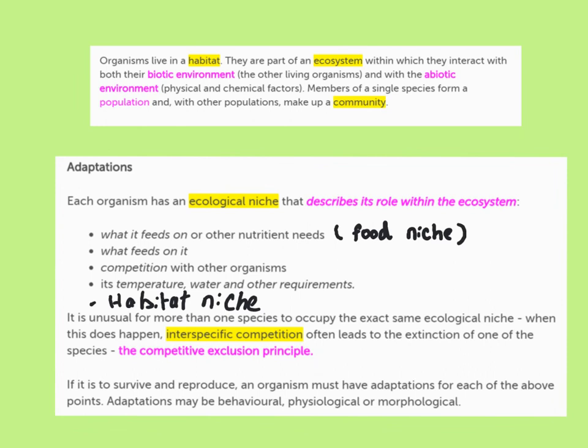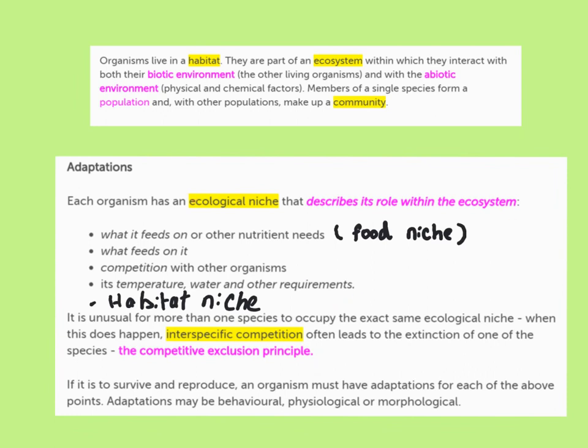This role might be a food niche or a habitat niche. Food niche: what does the organism eat, or what other organisms feed on this organism? Competition of an organism with other organisms, or the temperature, water, and other requirements that the organism needs in its environment. This is what we call the habitat niche.